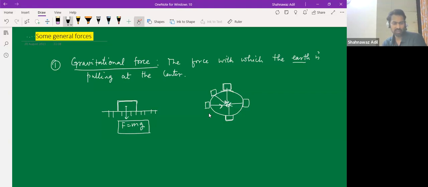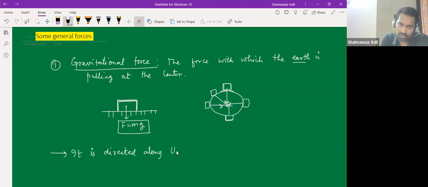Yes, sir. Right. Okay. So this is always in the direction of the center of the Earth. So it is directed along the center of the Earth. Right. So this is what we have about gravitation.